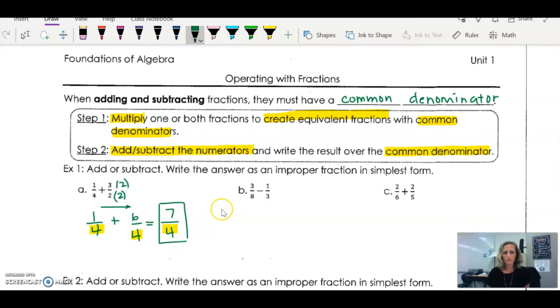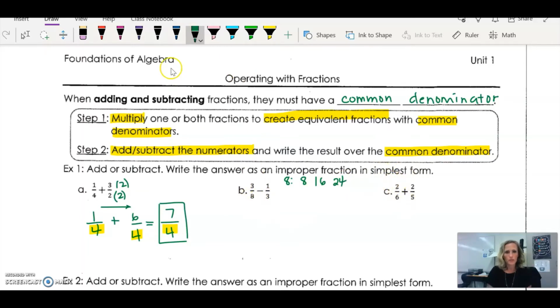And that one's done. This next one is a little bit trickier because I can't just multiply 3 times something to get 8. So I'm going to have to find the lowest common multiple of 3 and 8. So I'm going to start with 8, and I'm going to list the multiples. 8 times 1 is 8. 8 times 2 is 16. 8 times 3 is 24. And I know that 3 doesn't go into 8, and it doesn't go into 16, but 3 can go into 24. So I'm going to use 24 because those two numbers can multiply up or scale up to 24.